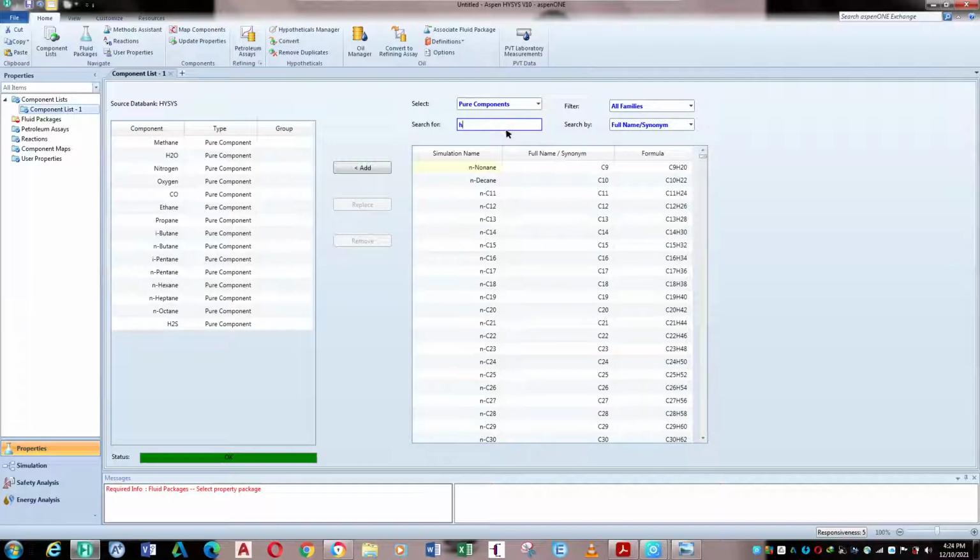So the next thing to do is to specify the fluid package, and considering that there is a lot of hydrocarbons in our feed, the Peng-Robinson model is used because it's one that is compatible to handle hydrocarbons. Peng-Robinson, okay, there it is. Okay, so the next step will be to move on to the simulation stage.